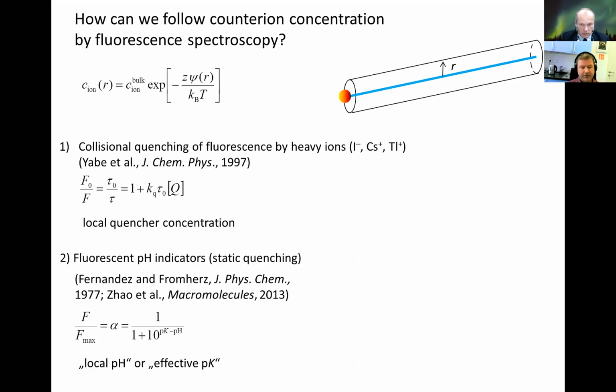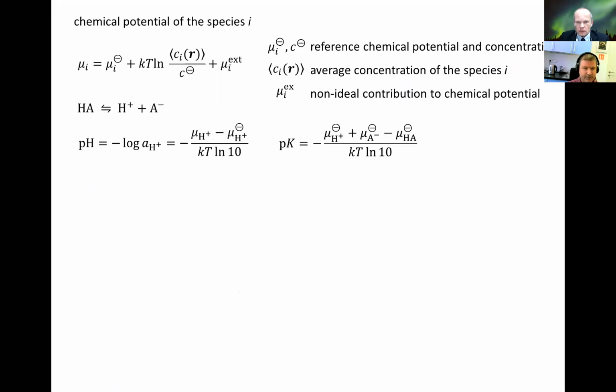when, for instance, the indicator like fluorescein is protonated, it no longer fluoresces, so you can say then that proton acts as a static quencher of this probe, and from that you can obtain the local pH, either local pH or effective pK of that probe.